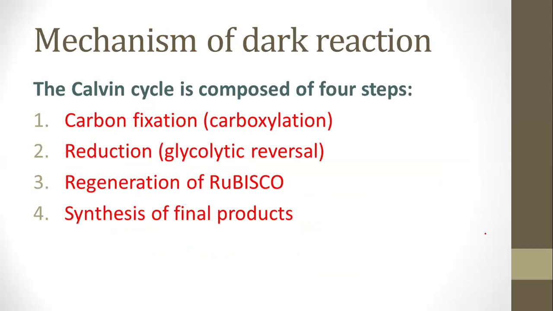Then, the mechanism of the dark reaction. The Calvin cycle is composed of four steps. Number one, carbon fixation, also known as carboxylation. The second step is reduction, also known as glycolytic reversal. The third is the regeneration of Rubisco. The fourth is the synthesis of the final products.